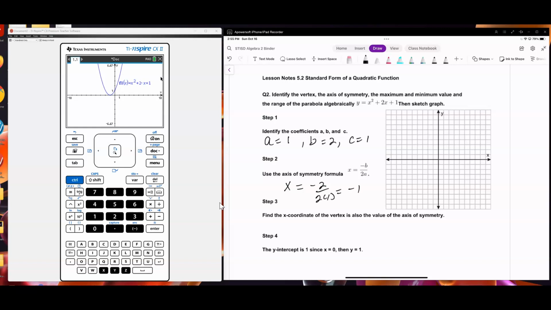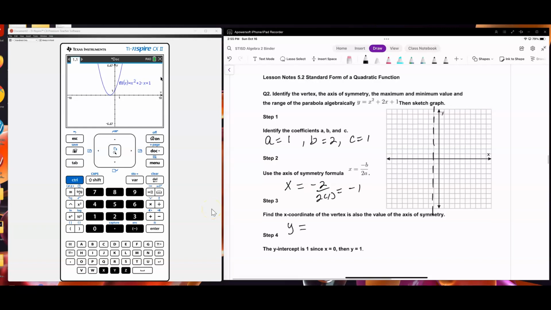Now the next step is, since we already know the axis of symmetry, we can find the y value of the vertex. So it's y equals (-1) squared plus 2 times -1 plus 1, which gives us 1 plus -2 plus 1, which gives us 0. So the vertex is -1, 0.